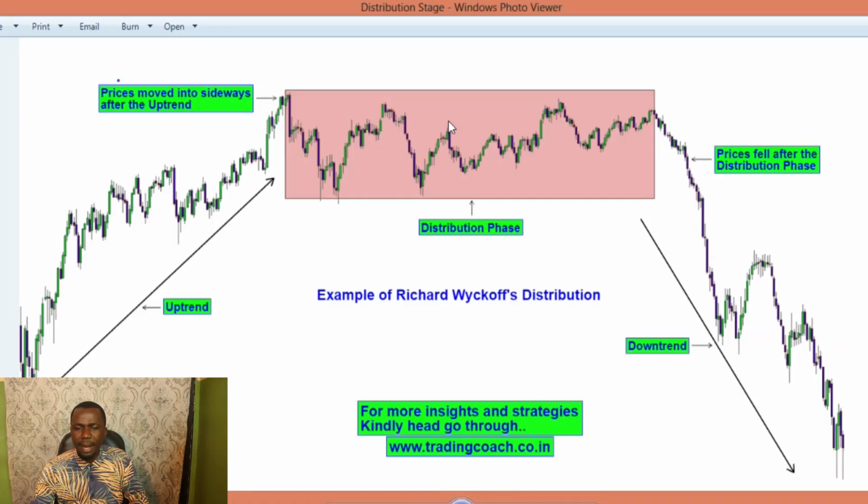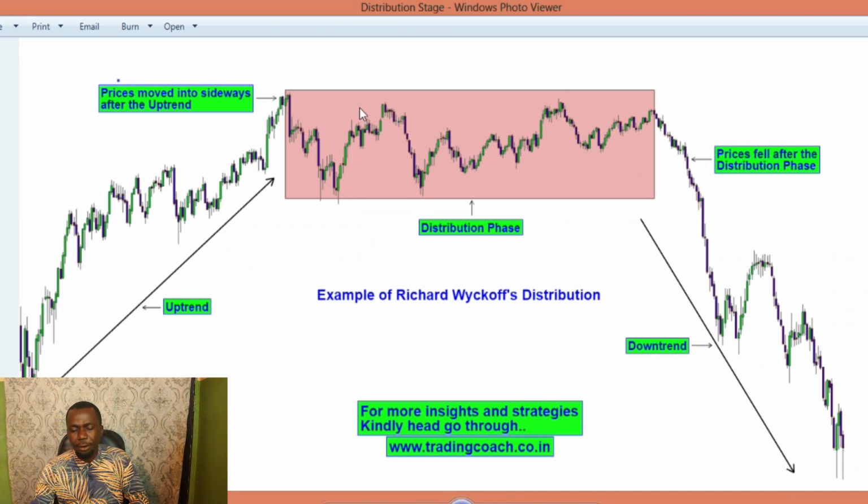Like I said, during the distribution stage, the buyers and the sellers are in equilibrium. The buyers buy from support while the sellers sell from resistance. So both the buyers and the sellers are in equilibrium. They are exchanging prices. So that is how it will be going until the sellers push the price down and break the support level. We now enter into the next stage. So let me give you an example of the distribution stage so that you see it visually and understand what I am talking about. Now this is what we mean by the distribution stage.